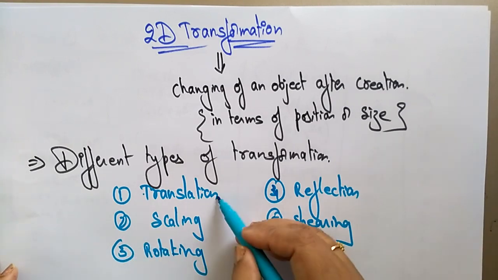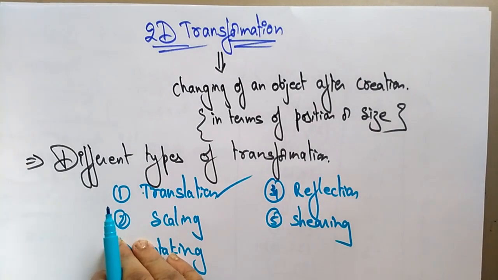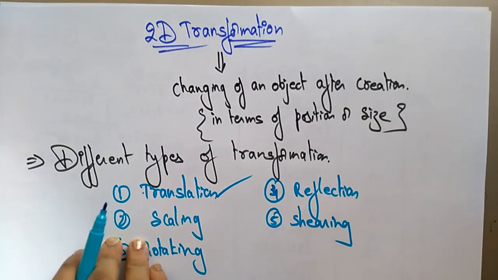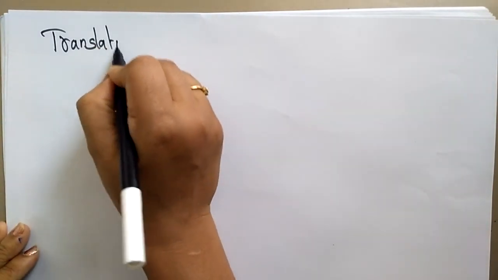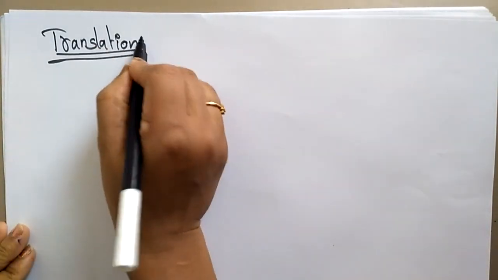So first let's start with the translation. So what is translation? How are you going to change that object in terms of the position or in terms of the size. Let me take the first one, that is translation. A translation means it will shift the object from one position to another position with the given translating factors in x-axis or y-axis.